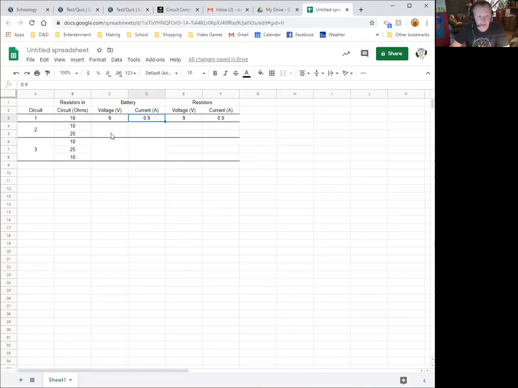Same then when we go to circuit 2: the battery voltage that you measured there and the current coming out of the battery. Okay, that will cover it for this. Look for the circuit video right after this one.